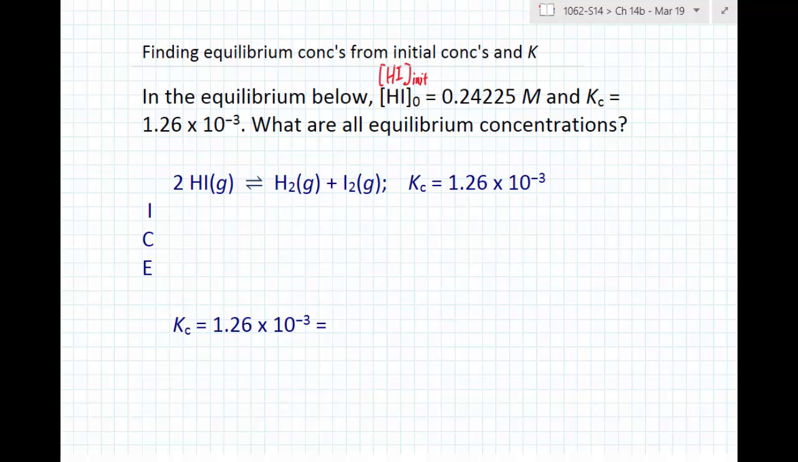So we can start by filling out the ice table with what we know. Where's that 0.24225 going to go? Underneath the 2HI in the initial row. 0.24225. If I give you an initial concentration of one thing and no products, what did I tell you you can assume about the products? 0.